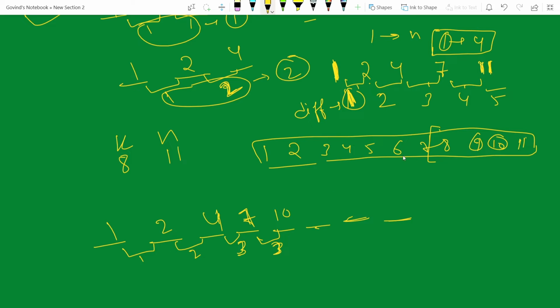And if I put 9 here, then its difference would be 2, and that also will be repeated. If I put 8 here, then its difference from 7 would be 1, and that is also going to be repeated. So it doesn't matter here.